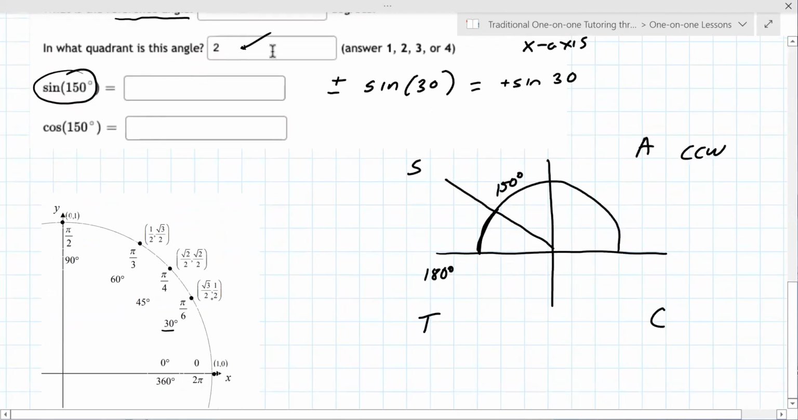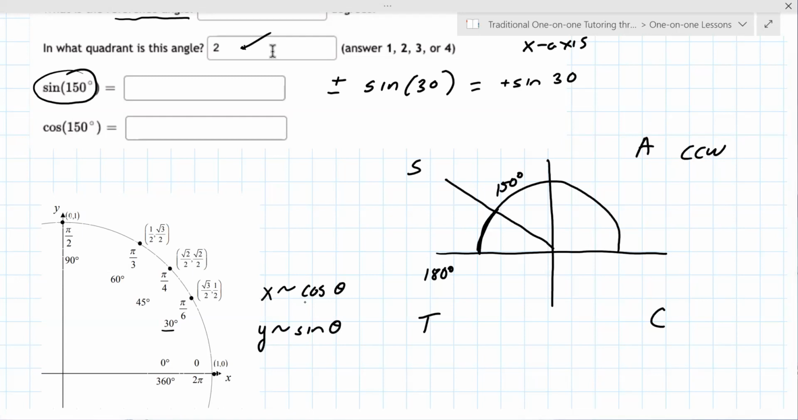Do you remember from class whether sine is the x or the y value? I feel like it's the y value. Y is the sine value and x is the cosine value. And that's just something you have to remember and be really good with. So all of that being said, the sine of 30 degrees is the y value right here. It's 1/2.